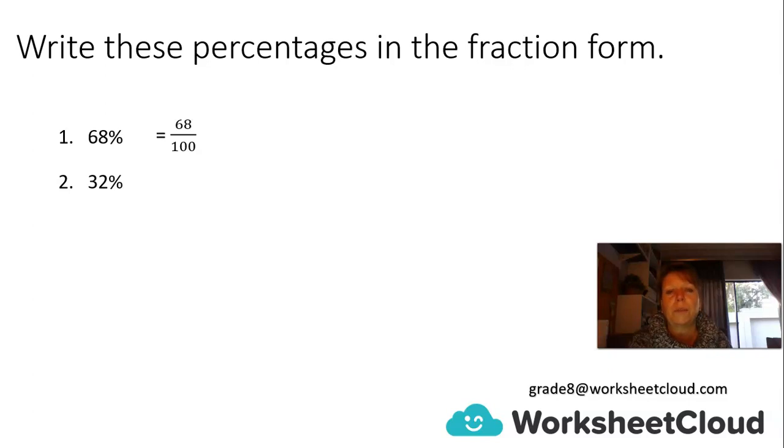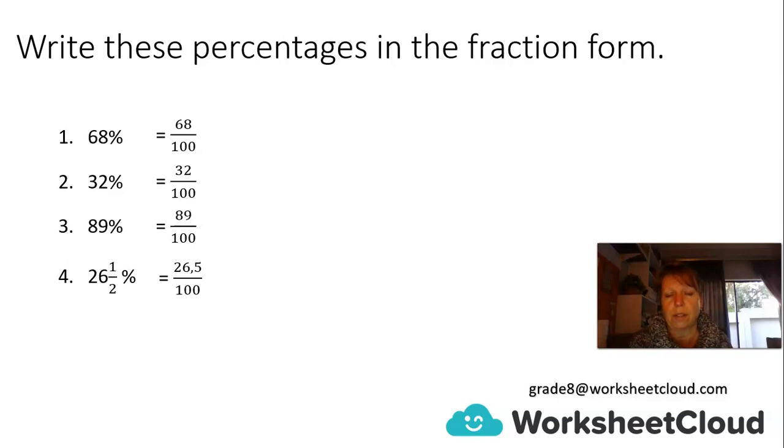Okay, the next one, 32%, as you know, is 32 over 100. Not very difficult. All we do is we take the number of the percentage and we put it as a numerator over 100. 89% is 89 over 100. 26,5% would be 26,5 over 100. If we wanted to write it in proper fraction form, we would go 265 over 1,000, to get rid of that comma in the numerator. But 26,5 over 100, because we have taken the percentage directly and put it as a fraction. And then 125% would give me 125 over 100, which simplified is 1 and 25 over 100.